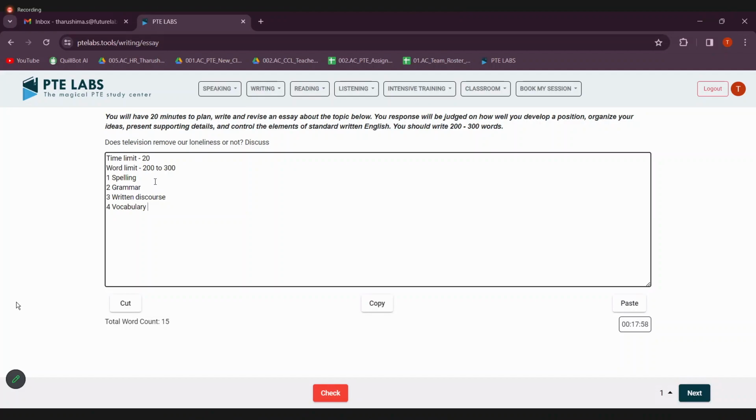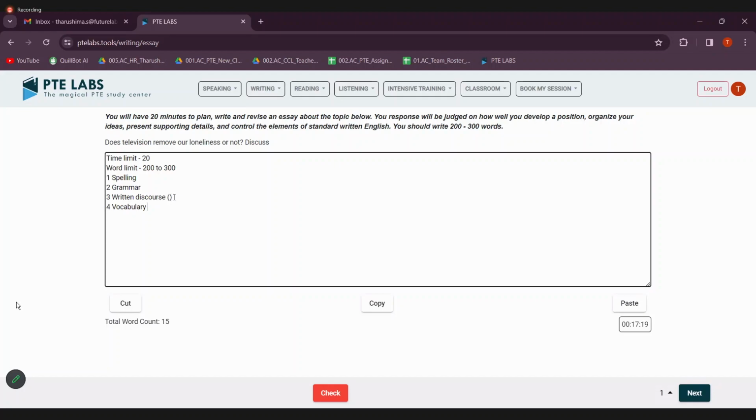So spelling, there won't be any spelling errors. Grammar, the same. Written discourse, as earlier, capitalization and punctuation marks. And the vocabulary should be related to the context, that means related to the given topic. And here as well, you have to think about spacing. You can't have any unnecessary spacing because you will lose some marks if you do so. So you have to be very, very careful.